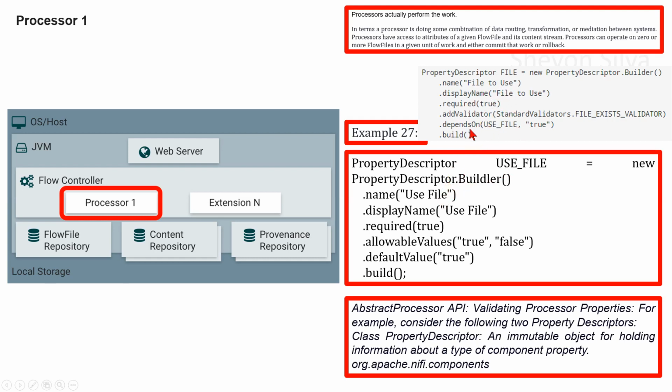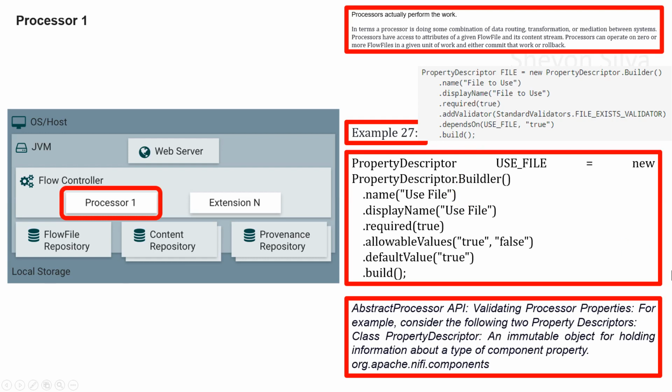Likewise, if file to use is set to a non-existent file name such as /file/that/does/not/exist, the processor will still be valid so long as the use file property is set to false. Furthermore, the file to use property will not even be shown in the NiFi UI unless use file is set to true.